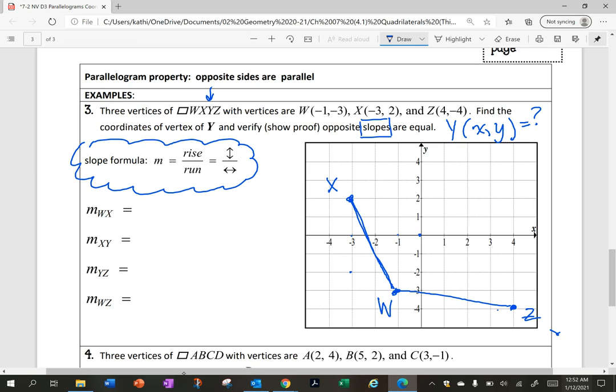Okay, so I know I'm going to have the same slope. So the slope to go from W to X, the rise is going to be 1, 2, 3, 4, 5, and the run is going to be left 2. So I'm going to do the same thing from Z: 1, 2, 3, 4, 5, and left 1, 2. So when I put this in, the coordinates for Y are 2, 1.